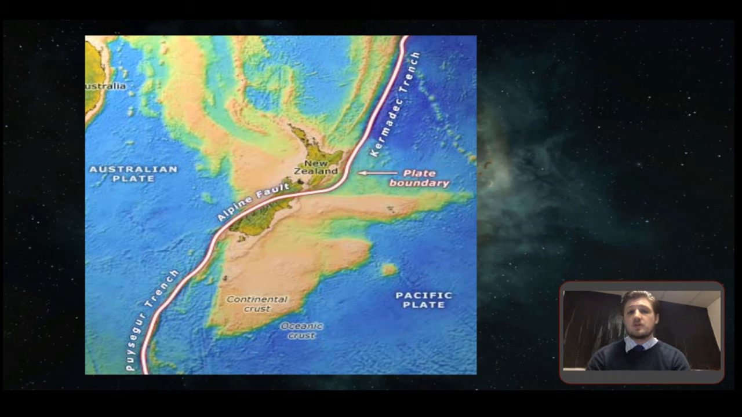The boundary includes the Kermadec Trench to the north and the Puysegur Trench to the south. The Pacific plate is moving towards the Australian plate at about 3 to 6 centimetres a year. And that's roughly the same speed that your fingernails grow.